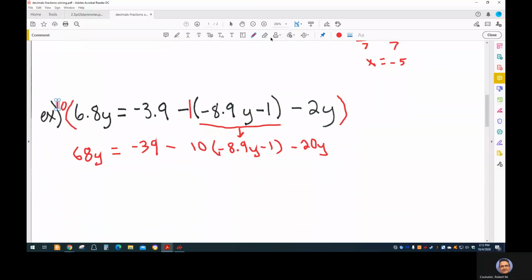You can suddenly see that this is starting to get much easier. We don't have all these little decimal points that we're messing around with. It makes life so much simpler. Now, as we look at this, okay, let's switch colors so that we can start to identify what we're doing. We have to distribute this negative 10. So a negative 10 times a negative 8.9 gives us a positive 89y. Negative 10 times negative 1 gives us a positive 10. Everything else is going to come down.